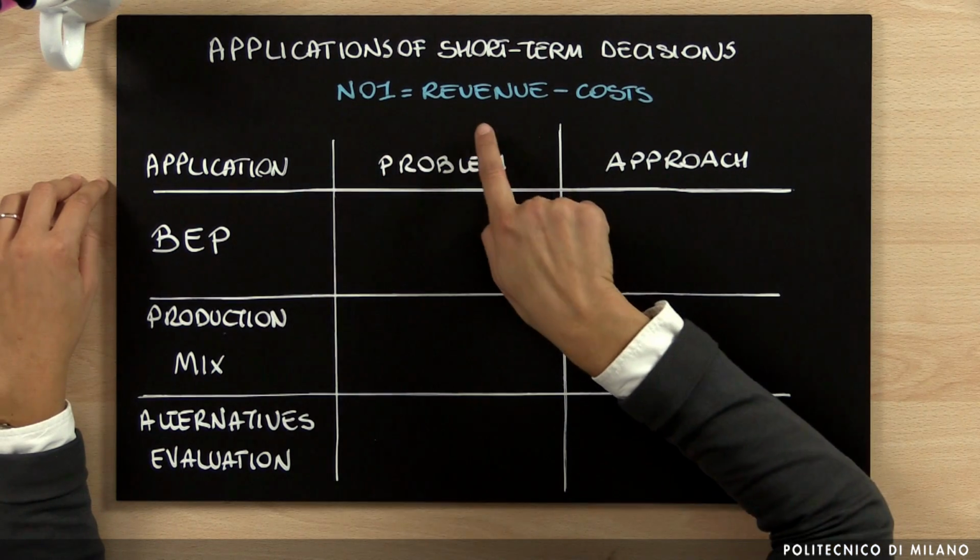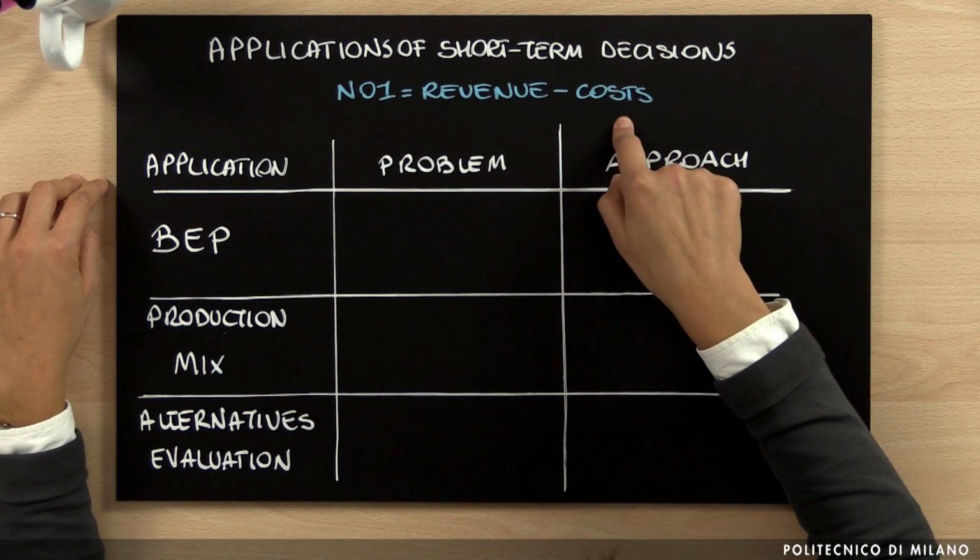In this class we will focus on applications of short-term decisions. So we will try to understand how we can apply the traditional formula to deal with short-term decisions, which is net operating income as the difference between sales revenue and cost, in order to understand some examples of these applications. Basically, in this class and then in the following ones, we will investigate 3 different examples of applications.